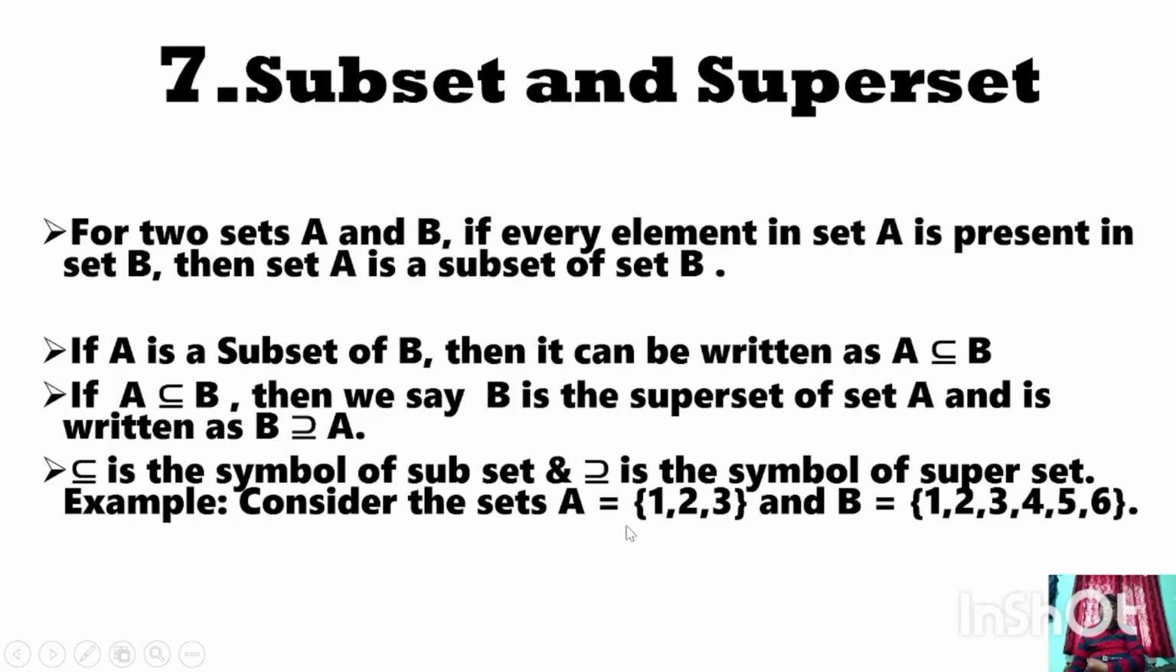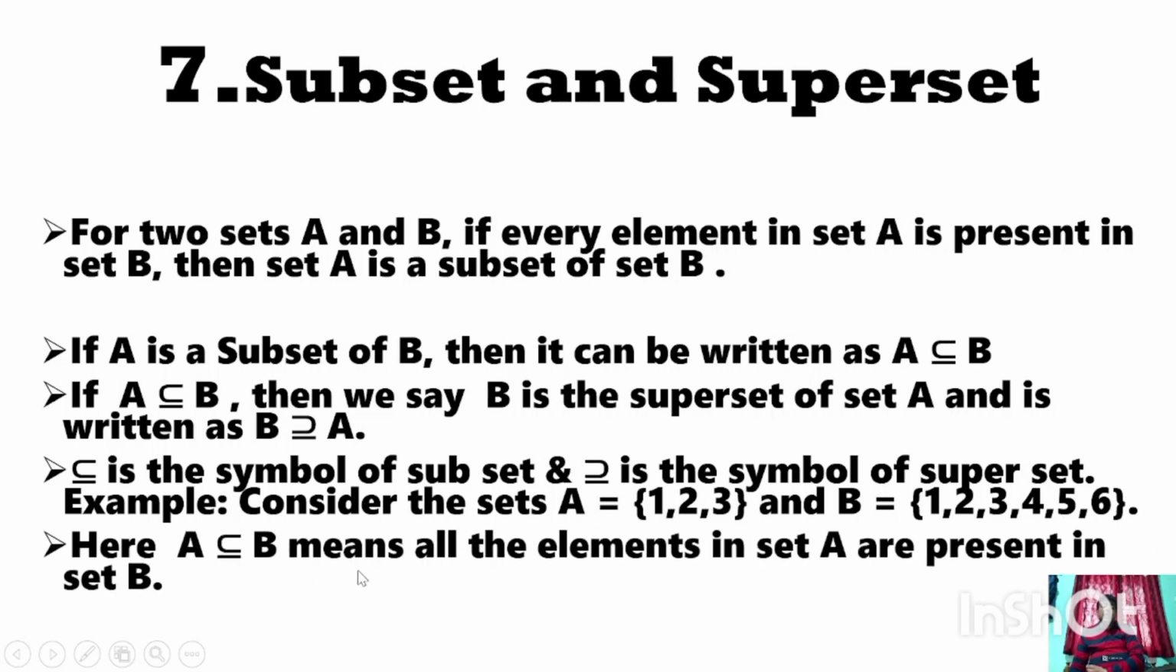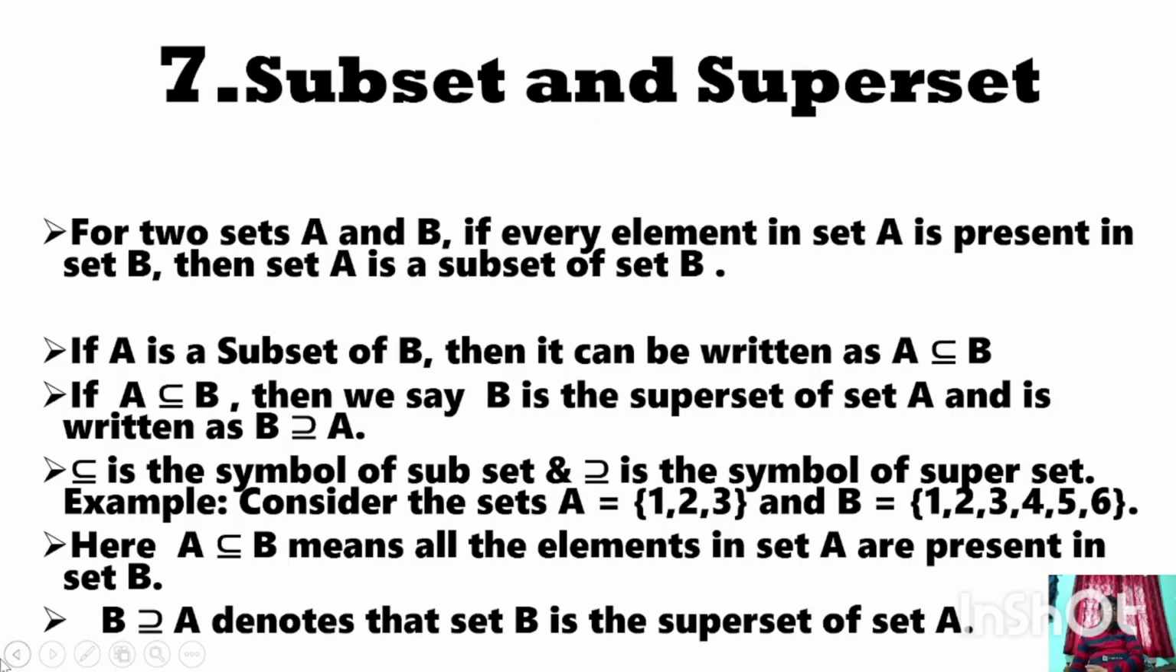Consider the set A = {1, 2, 3} and another set B = {1, 2, 3, 4, 5, 6}. Here you see clearly A is a subset of B. A is a subset of B means all the elements of the set A are present in the set B. Since all the elements of the set A are in the set B, A is a subset of B, and since all the elements are contained in B, B is the superset of A.